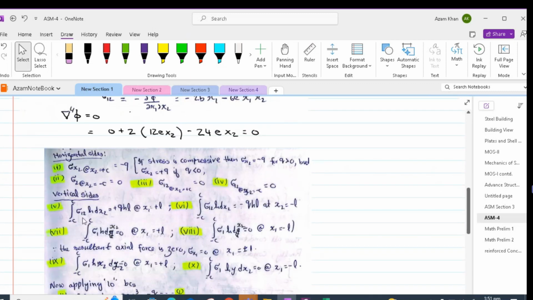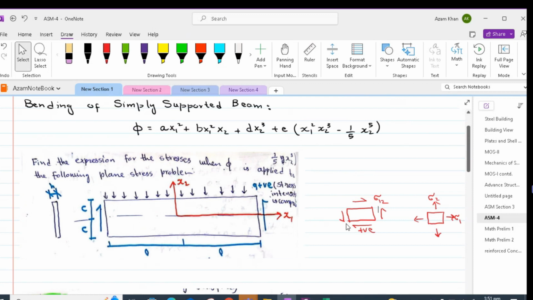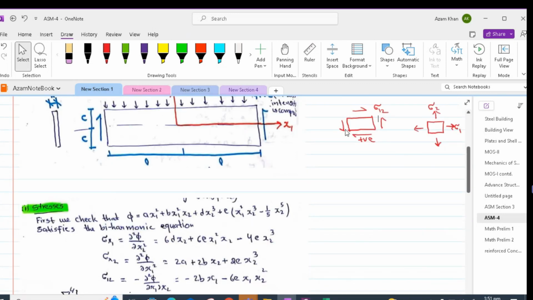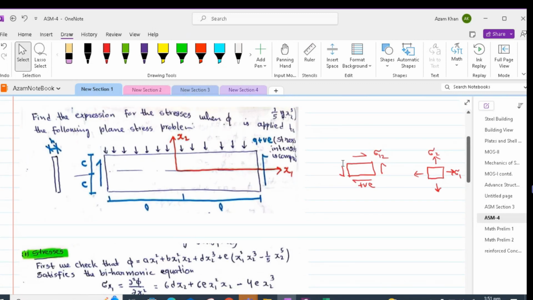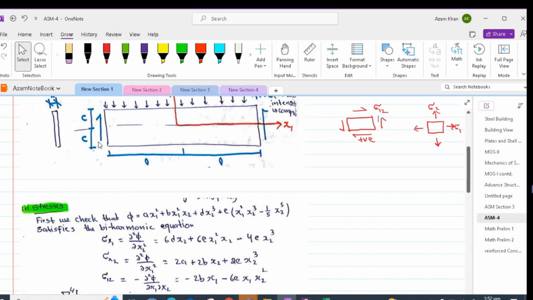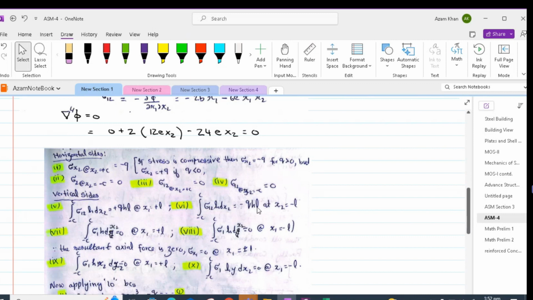The reason sigma 12 h dx2 is taken plus qhl is because of our sign convention. According to our sign convention, at the right hand side, sigma 12 facing up will be positive. Hence, plus q is taken. However, on the left hand side, sigma 12 facing down will be positive. And in our case, we have got sigma 12 facing up. Thus, minus qhl is taken.